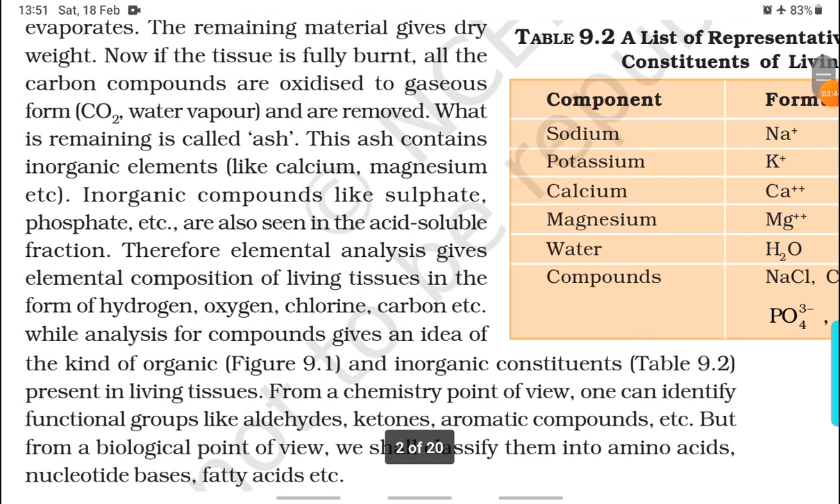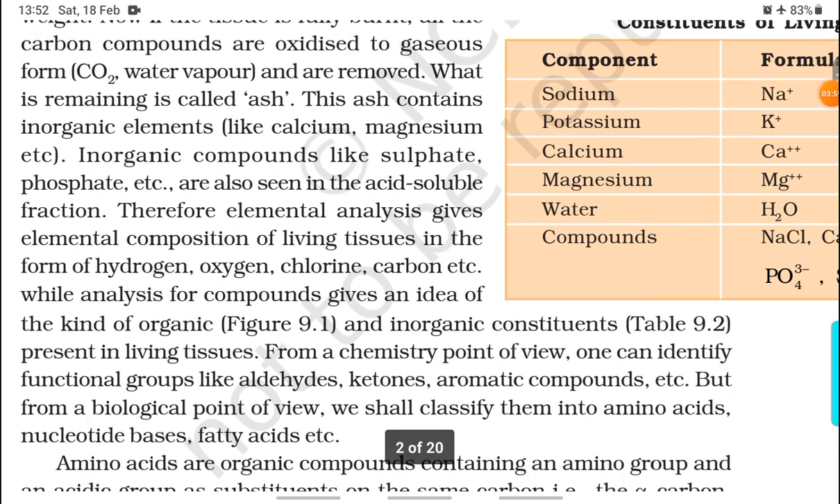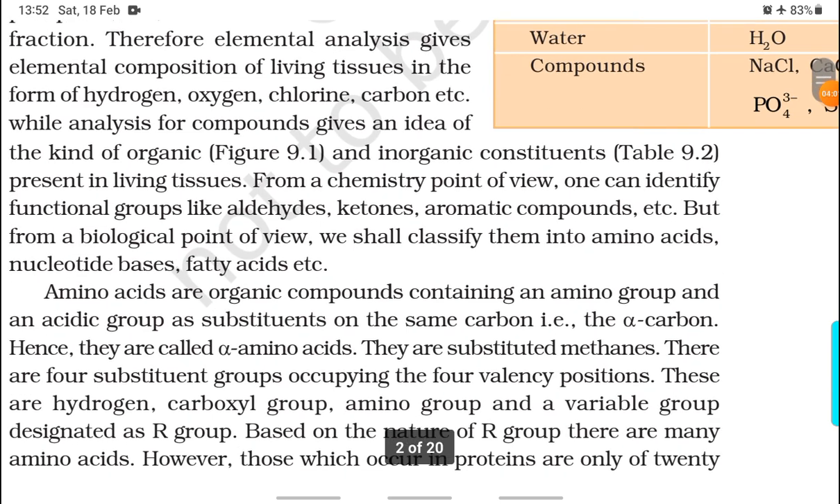Therefore, elemental analysis gives the elemental composition of living tissues in the form of hydrogen, oxygen, chlorine, carbon, etc. While analysis for compounds gives an idea of the kind of organic and inorganic constituents. Functional groups like aldehydes, ketones, aromatic compounds, etc. But from a biological point of view, we shall classify them into amino acids, nucleotide bases, fatty acids, etc.